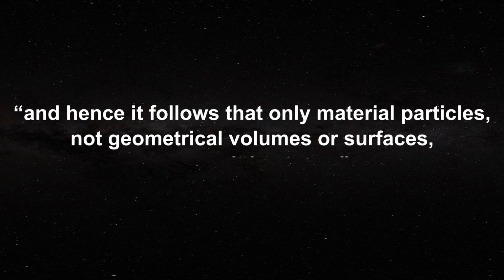There are multiple reasons why Kirchhoff's law cannot be used on the sun. First, Kirchhoff's law requires opaque cavities to produce blackbody radiation. Imaginary onion layers are not sufficient. Planck himself made the point: "And hence it follows that only material particles, not geometrical volumes or surfaces, can emit heat rays." Secondly, Kirchhoff's law is only valid in thermal equilibrium.